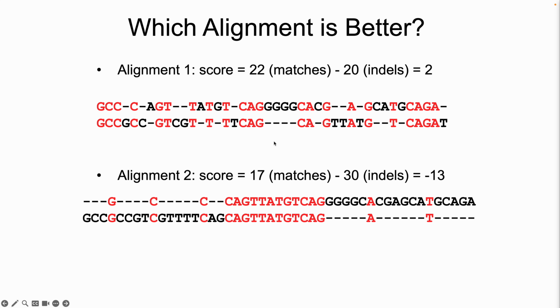Okay, getting toward the end of the conceptual stuff. Which of these two alignments is better?